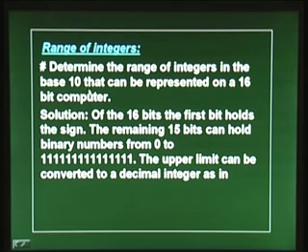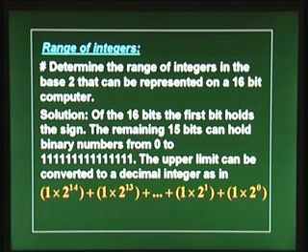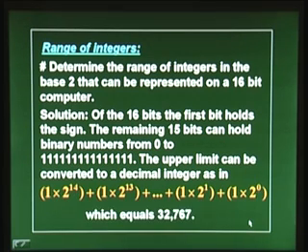You can go from all zeros to all ones. The minimum positive number is when everything is 0, and the maximum is when everything is 1. Then you could have 1 times 2 to the power of 14 down to 1 times 2 to the power of 0, summed over. That's the number which you can store.